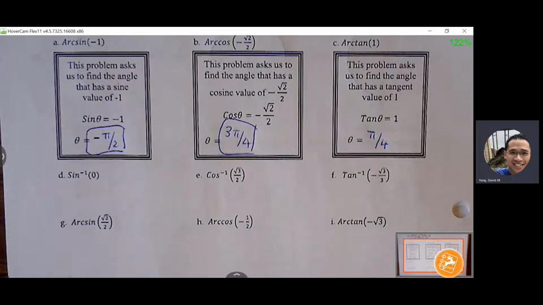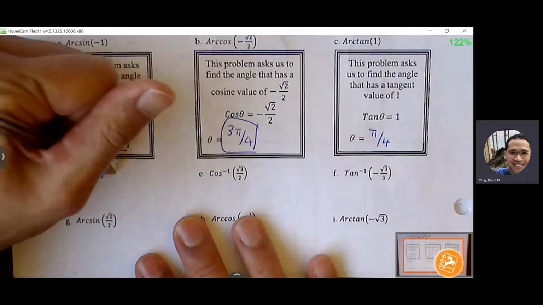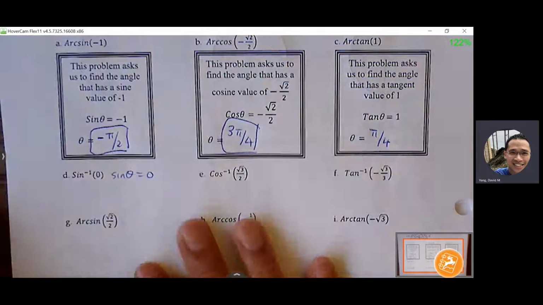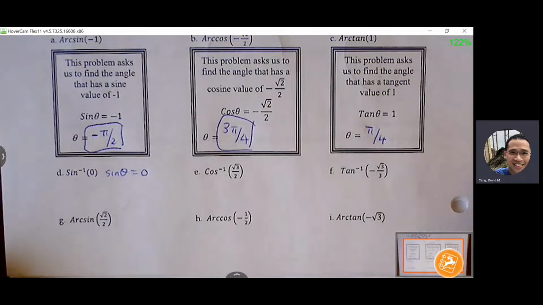Okay, I'll give you a few minutes and I'll go over each of these as well. If it helps, you can rewrite all of them as, sine of theta equals 0, cosine of theta equals √2, just to get it into a form that you recognize, and then understand that you're just trying to find the angle measure where this specific ratio is occurring.